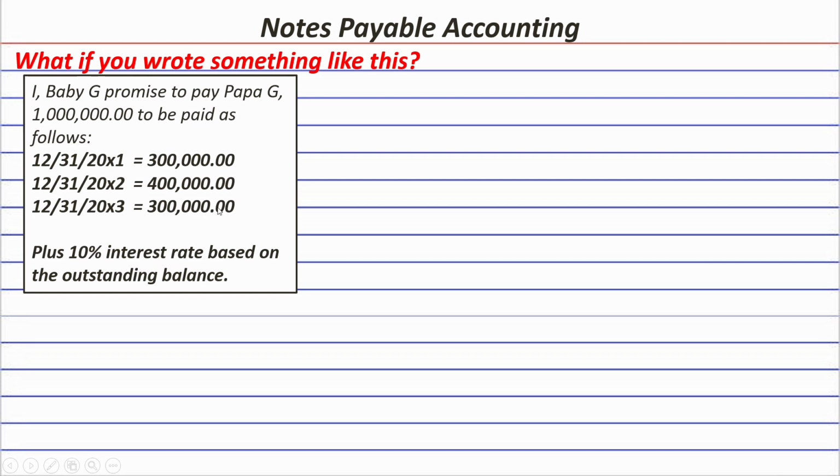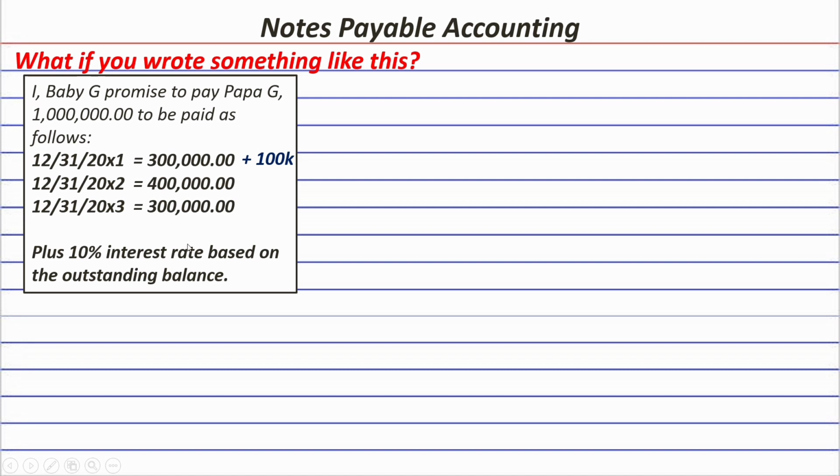Meaning, you have to pay at the end of the first year this 300,000 plus 10% based on the beginning balance of your liability in year 1. Okay? And that's 1 million times 10% equals 100,000 interest. So in year 1, you have to pay 300,000 plus 100,000 interest or 400,000. Okay? So that's the meaning of this phrase or this statement.